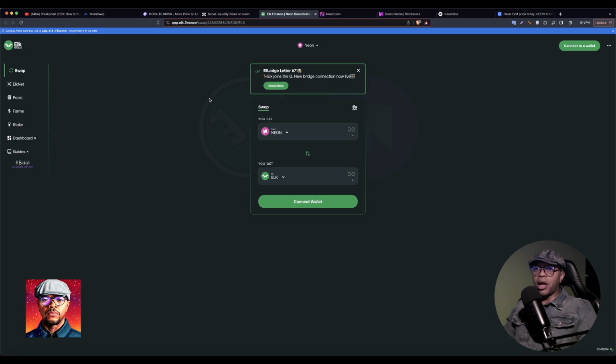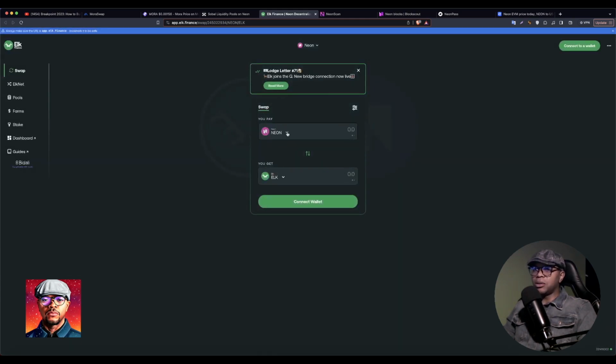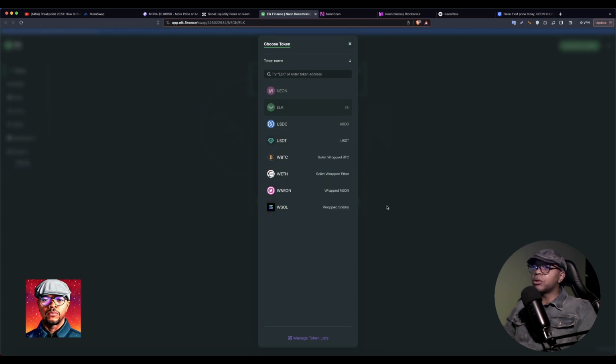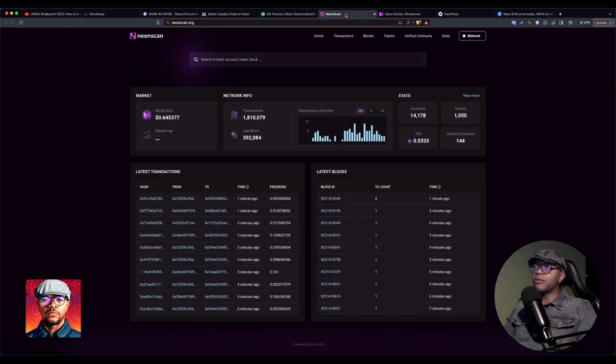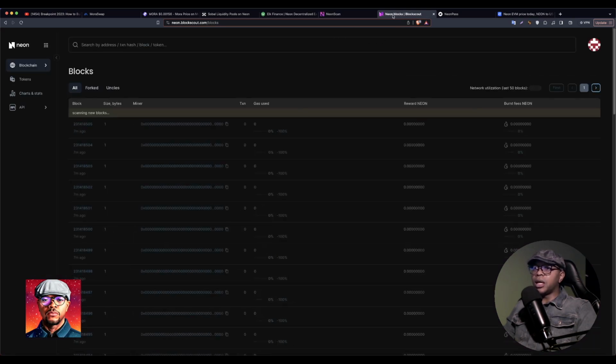So you can see here on Elk Finance, this is also part of the Neon EVM ecosystem, where you can swap wrapped Solana. You see it there, WSOL. And then you've got Neon Scan, where you can see the Neon transactions and whatnot. Let me refresh this because I know the price did dip. So yeah, guys, there's a lot going on with Neon EVM.